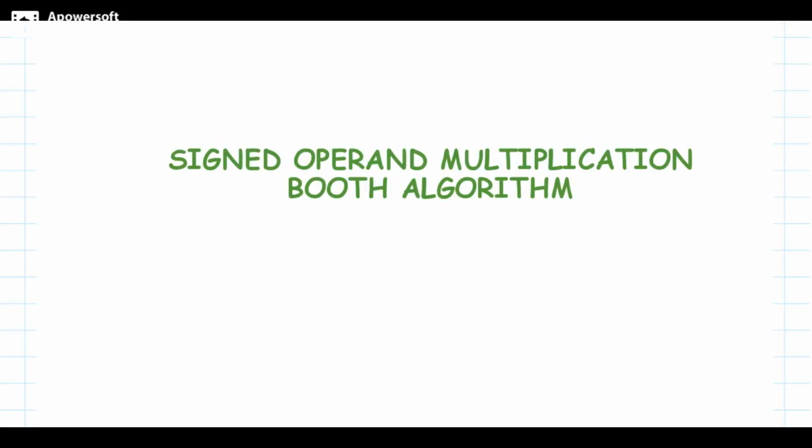Hello students, in the present video session we'll discuss signed operand multiplication and Booth algorithm. Booth algorithm is suitable for both negative as well as positive operands and provides a 2n bit product for all n bit 2's complement operands. It also handles both positive and negative numbers uniformly.